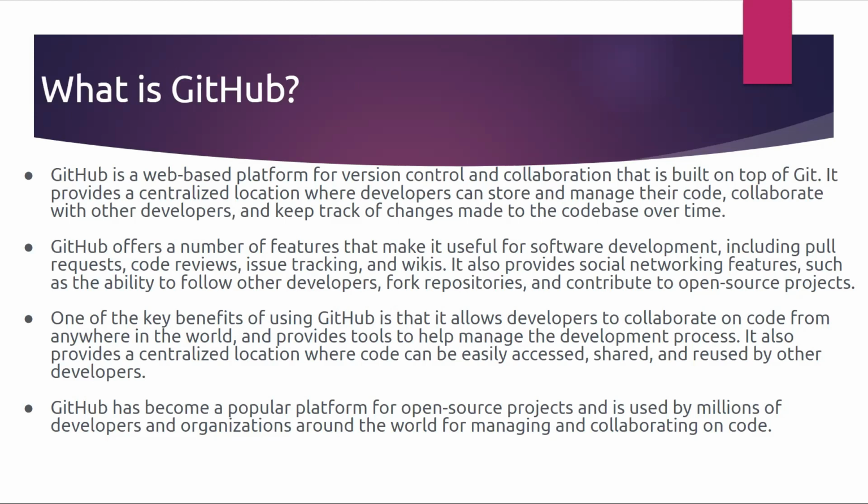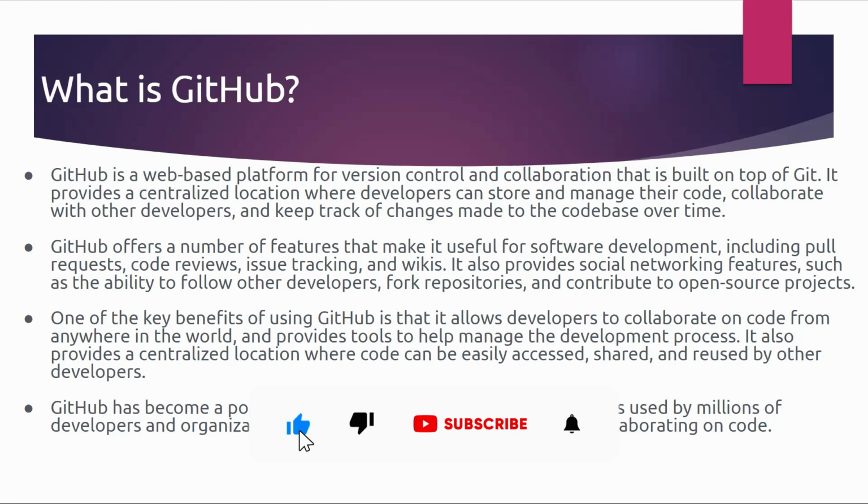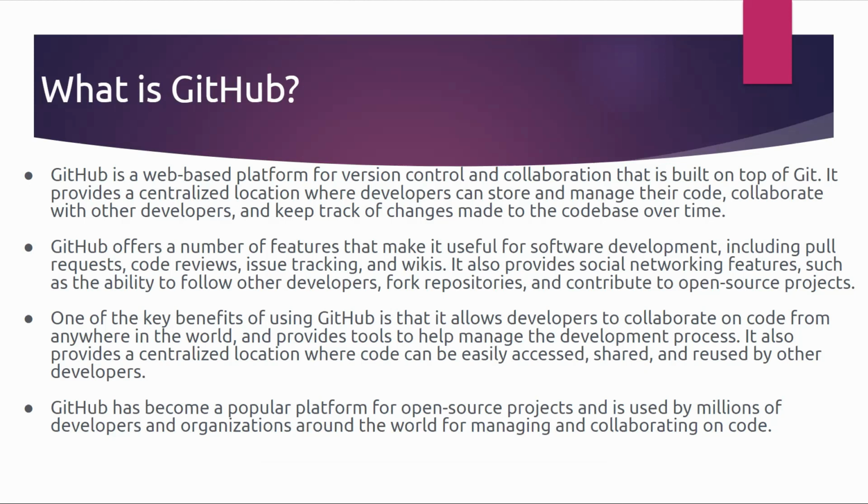GitHub is basically a web-based platform for version control and collaboration that is built on top of Git. So Git is the base, and above that is GitHub. The job here is similar to Git. Basically here also we put our code, we collaborate with the team members, we bring the code to one platform which we can easily share with anyone. And GitHub is a popular platform for open source projects and is used by millions of developers and organizations around the world for managing and collaborating on code. So basically GitHub is the web-based platform, you can say that.